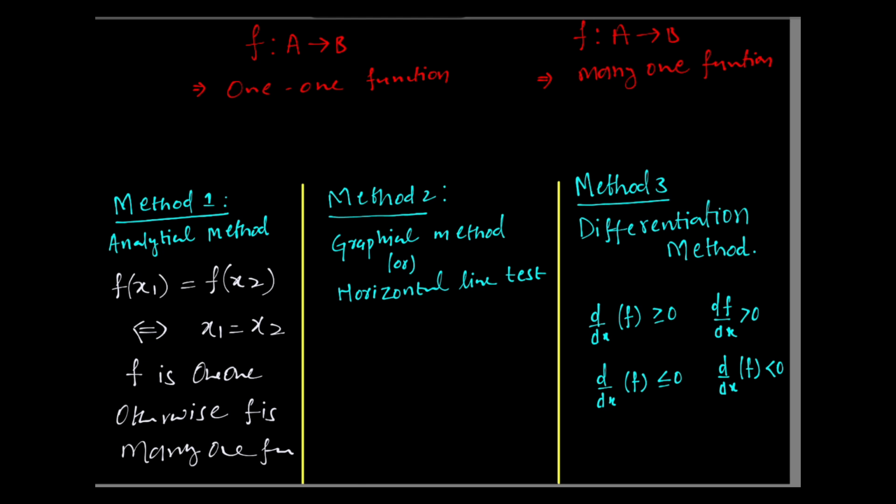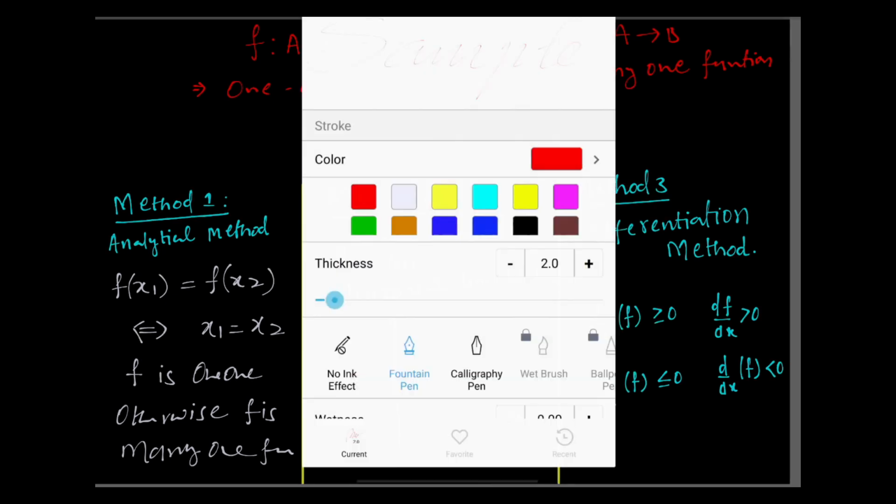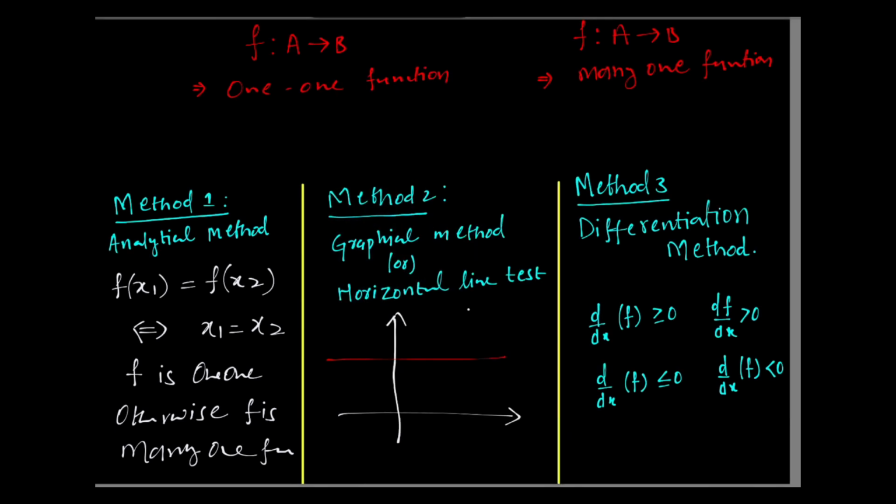Method number two is the graphical method, in which we draw a horizontal line, which is called the horizontal line test. Yesterday we discussed some points about the horizontal line test. Let's say for any curve, if the horizontal line touches the curve at more than one point, then f(x) is said to be a many-one function. And any function which the horizontal line cuts only once is said to be a one-one function. Here this straight line is a one-one function, and all kinds of parabolas are many-one functions.